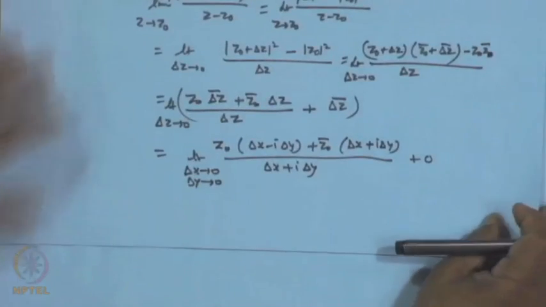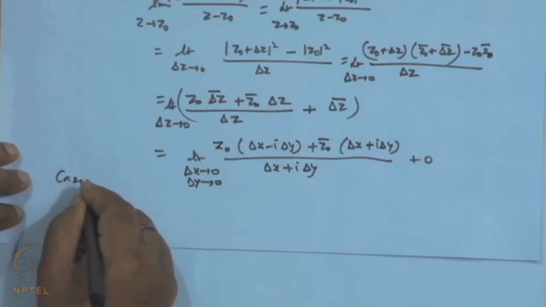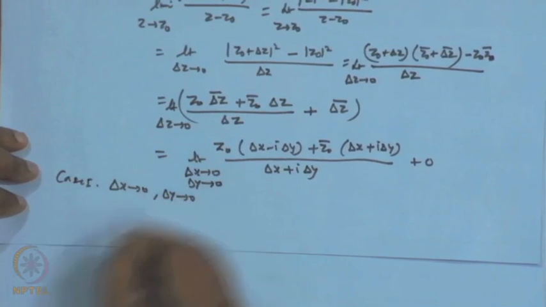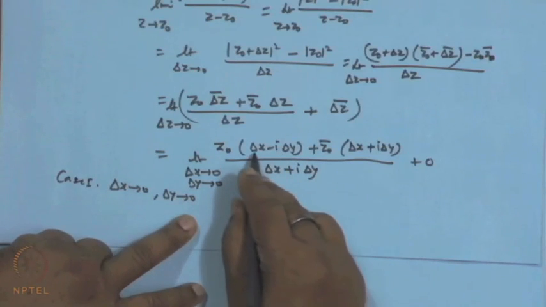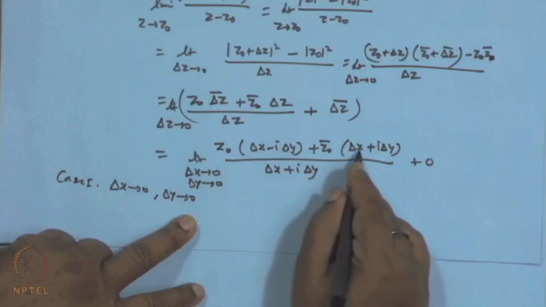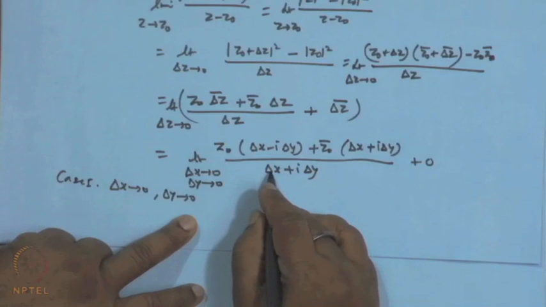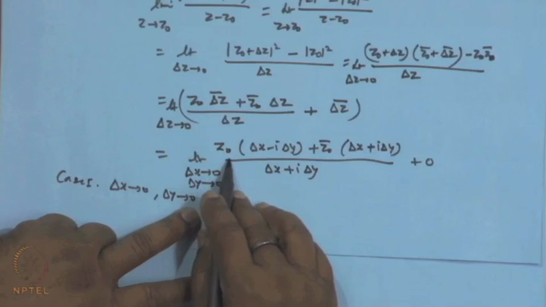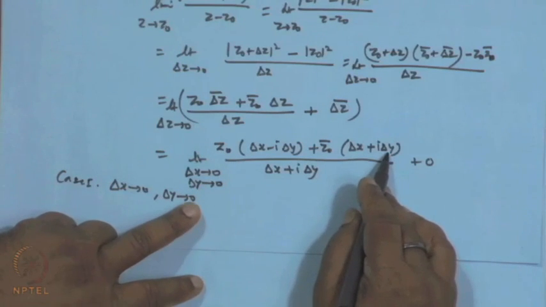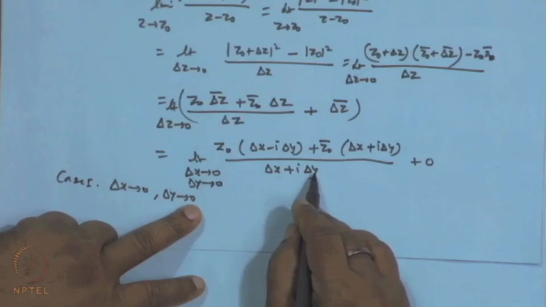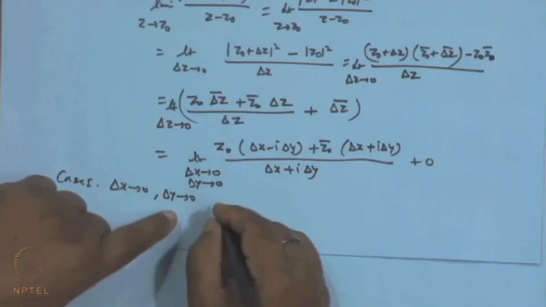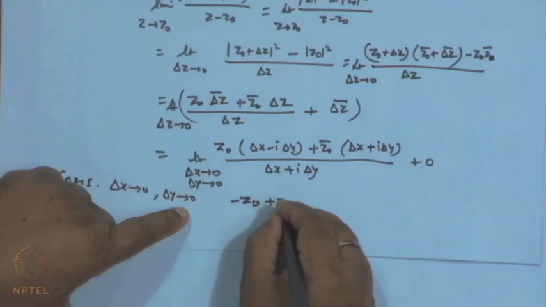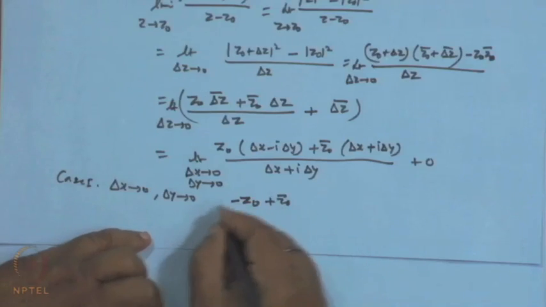Now, again the limit, when you choose the limit, suppose delta x tends to 0 first and then delta y goes to 0. So, when delta x goes to 0 first, this is 0, this is 0. Okay. Delta x is 0. So, what you are getting here is z naught minus i delta y, z naught plus i delta y, and then divide by i delta y. So, delta y gets cancelled. So, what you are getting here is z naught with minus sign, i delta y is out, plus z naught plus this, that is all. This is the value of the limit.